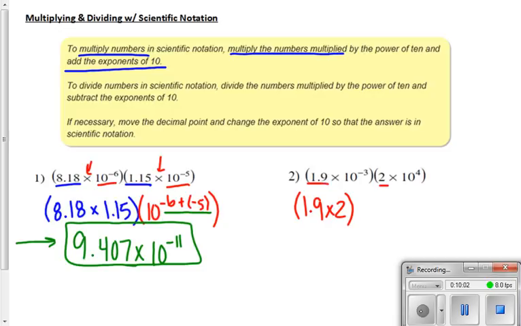So we grouped our numbers together. Next thing we'll do is group the exponents. Should look something like that on your paper. Work down the paper, do your multiplication.